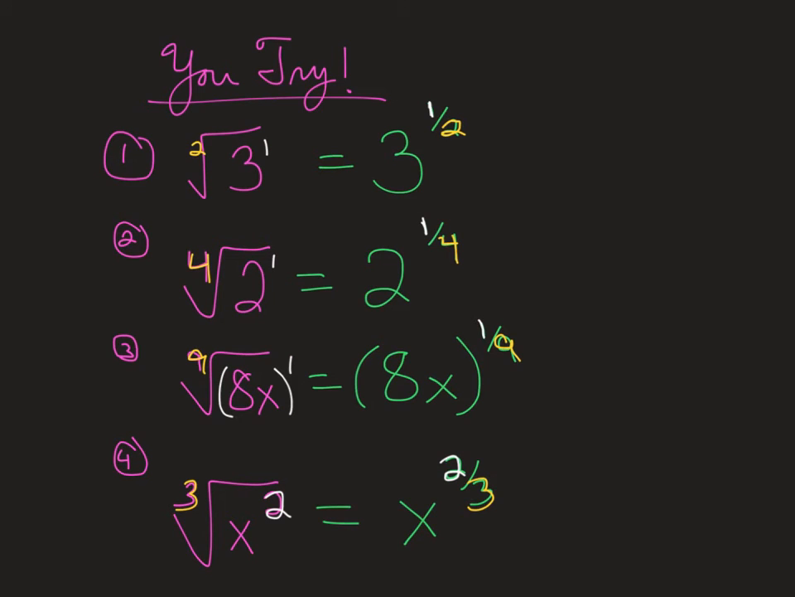Okay, so hopefully for number 1, you were able to get 3 to the 1/2 power. For number 2, 2 to the 1/4 power. For number 3, the quantity of 8x to the 1/9 power. Remember, without those parentheses, that would be incorrect. And for number 4, x to the 2/3 power.